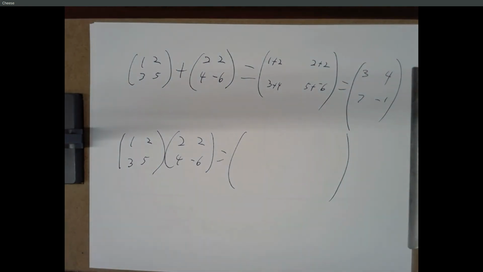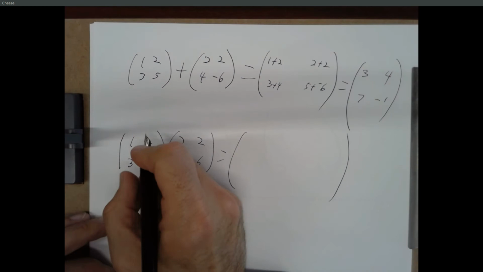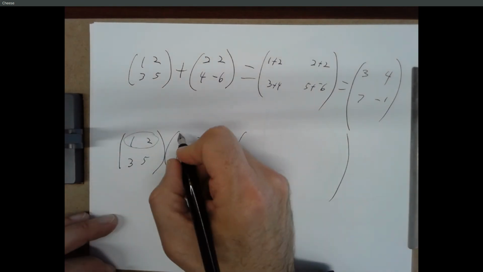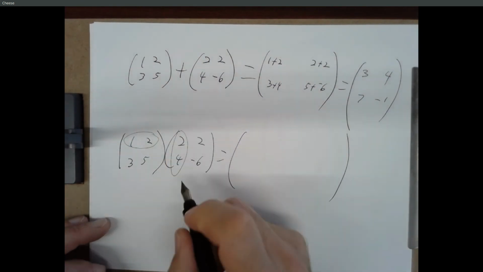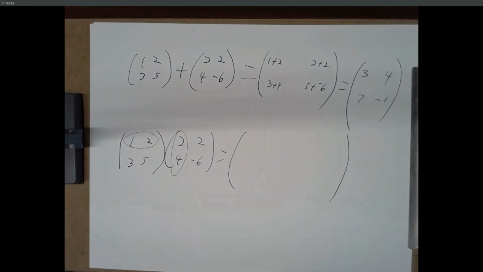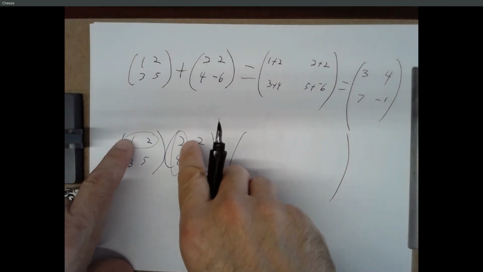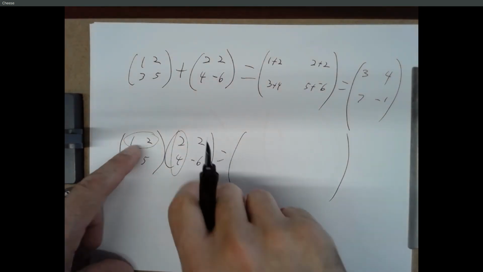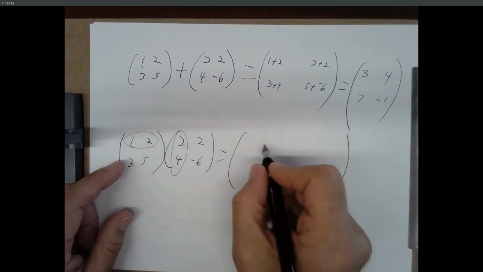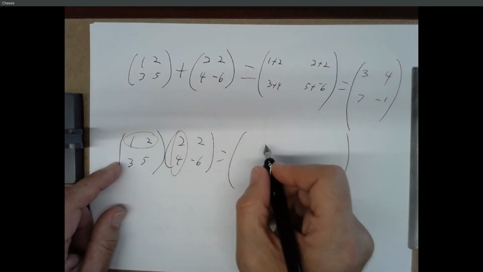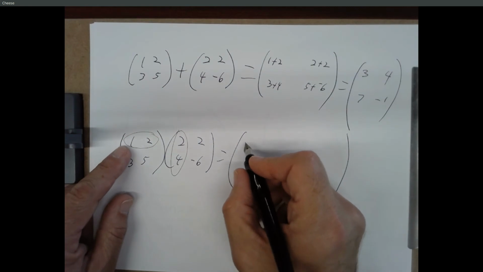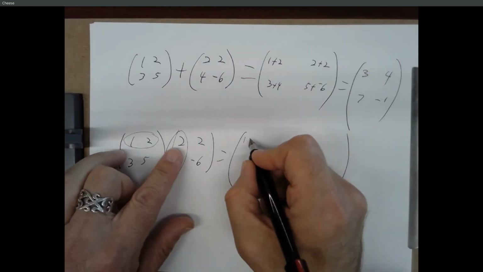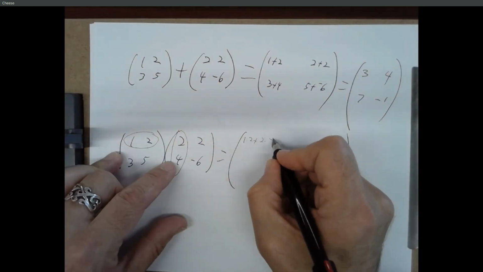The first thing we do is pick out the first row and the first column, and we do what we can call a dot product. We multiply the first element by the first element, the second by the second. That's going to be element 1, 1 of our matrix. So this upper left element is going to be 1 times 2 plus 2 times 4.